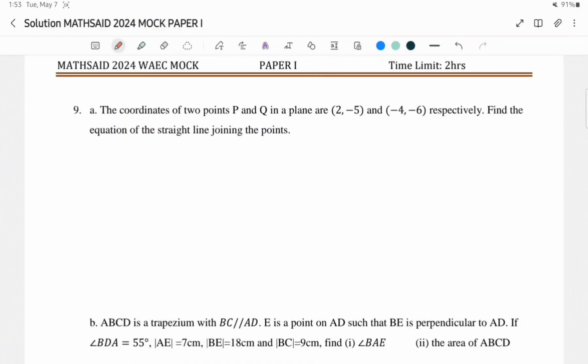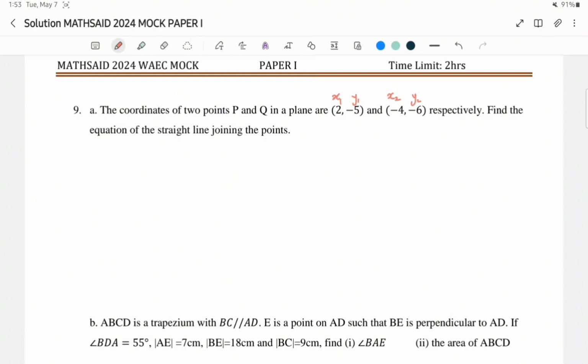The coordinates of 2 points P and Q in a plane are 2 and -5. So this is going to be the x coordinate, y coordinate, and -4, -6. So we can call this x1, y1, x2, y2. Find the equation of the straight line joining the 2 points.